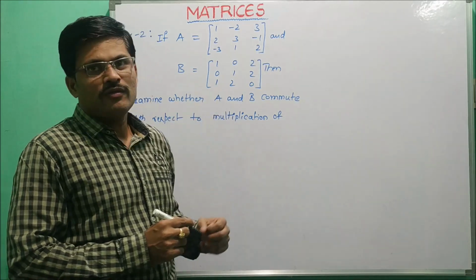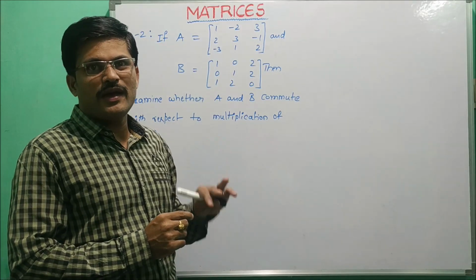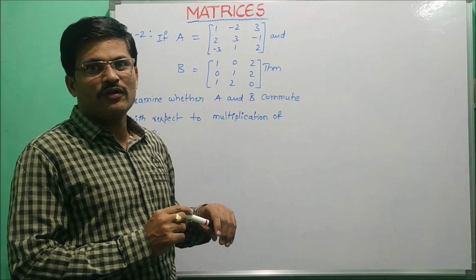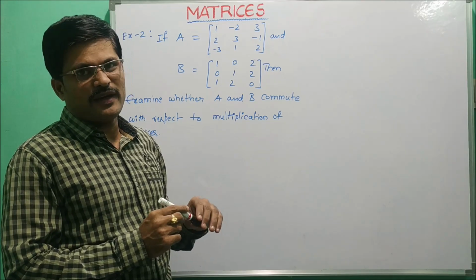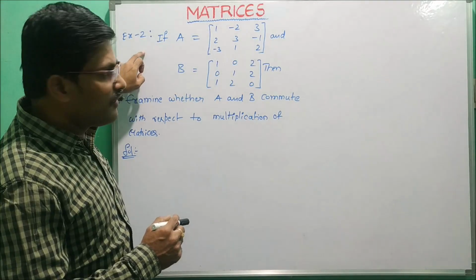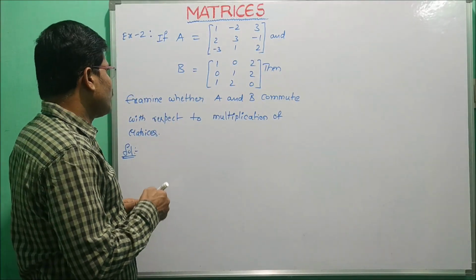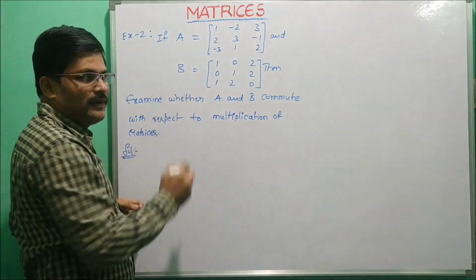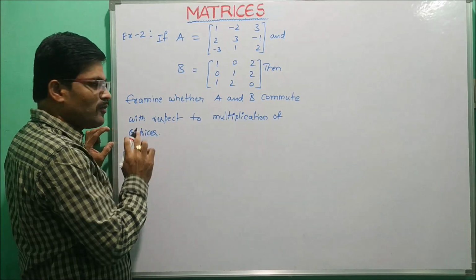We already solved one problem, the first one. We checked AB and BA, which are not equal, therefore A and B do not commute with respect to multiplication. Already solved. Now one more problem is given, and here also we have to solve it. In this, two matrices A and B are given. Examine whether A and B commute with respect to multiplication of matrices.